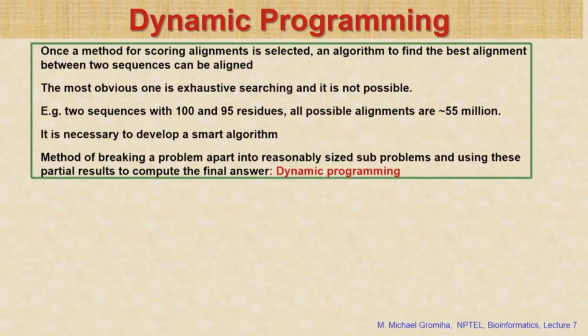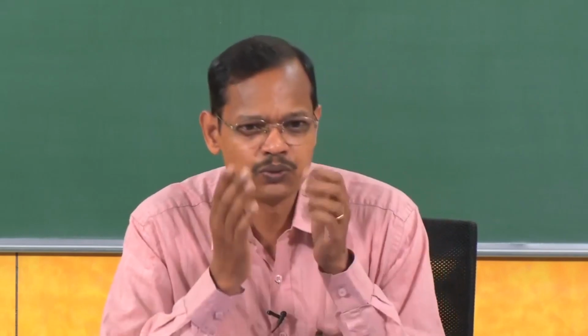Okay, now the problem is if you have large sequences, for example, two sequences, one with 100 residues and one with 95 residues. If you use all possible alignments, you can have about 55 million possibilities. So, how to get the best alignment? The most obvious one is exhaustive searching, but that is not possible because of the huge number of combinations. So, in this case we need to develop a smart algorithm, different ways to get this alignment.